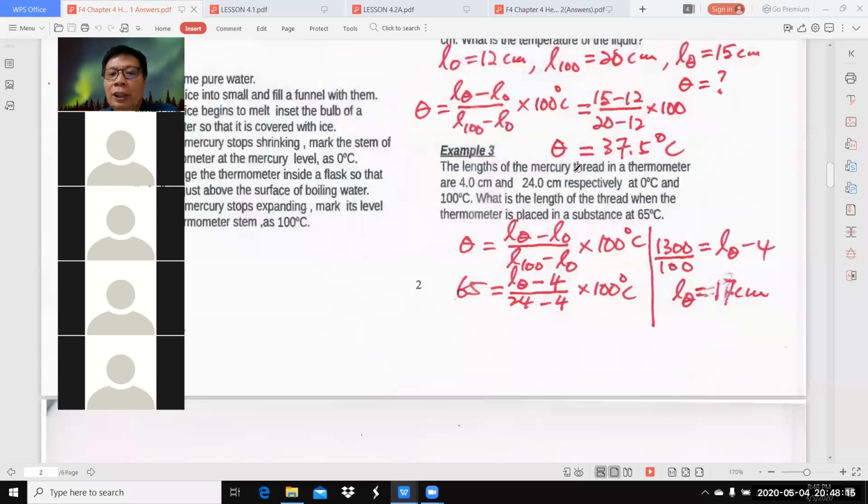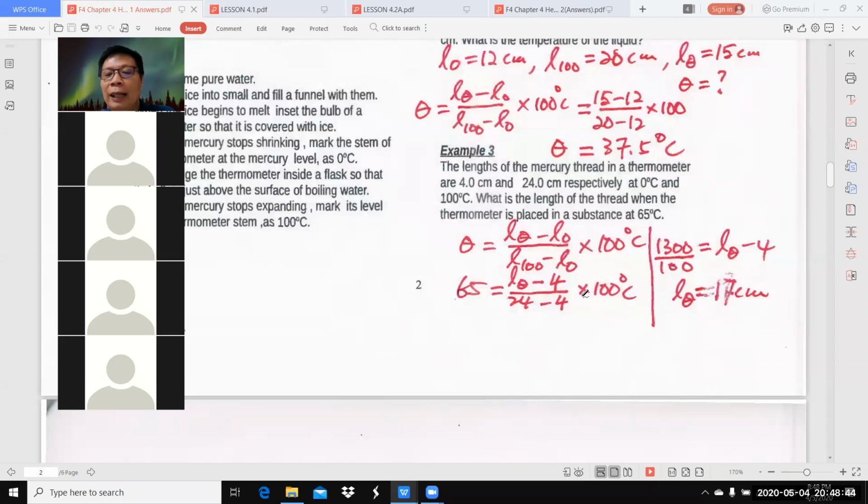The length of the mercury thread in the thermometer is 4 cm and 24 cm at 0 and 100. So this is L0, and L100 is 24. What is the length of the thread when the temperature is 65? You are given the temperature, you are asked to find the length. So same formula. Temperature theta is 65, you are asked to find L theta. L0 is 4 cm, L100 is 24.